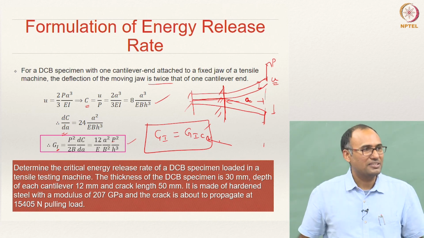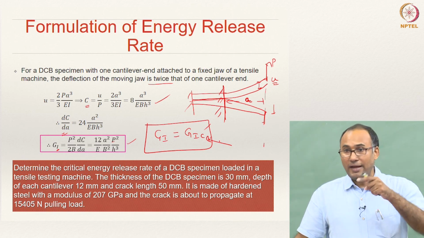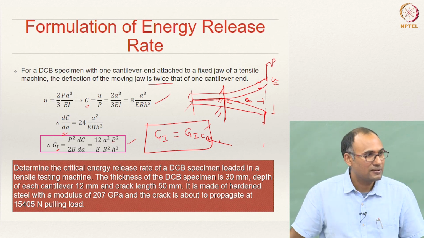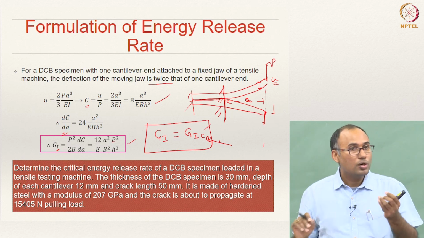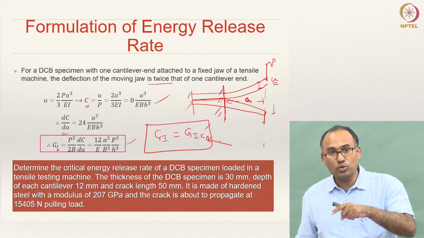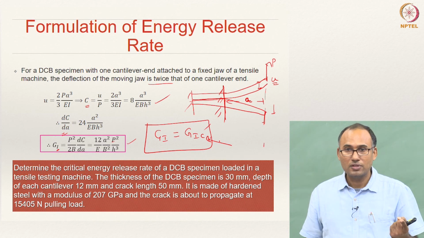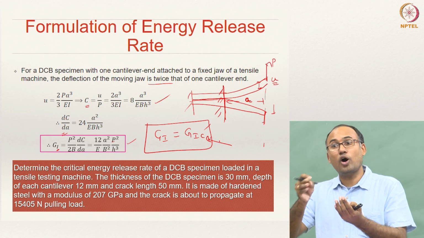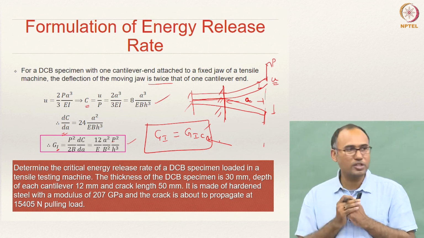This is a material property. For each material you will have a critical energy release rate. And it is G1C, that means mode 1 critical energy release rate. If the same material is loaded in mode 2, the critical energy release rate in mode 2 will not be the same as the critical energy release rate in mode 1. So the critical energy release rate depends on the type of mode or mode of fracture. That is important to know.